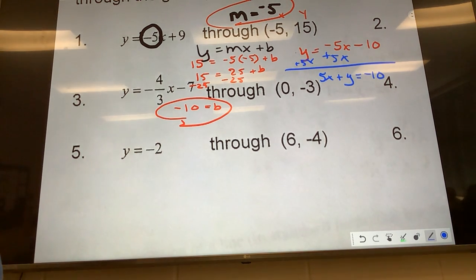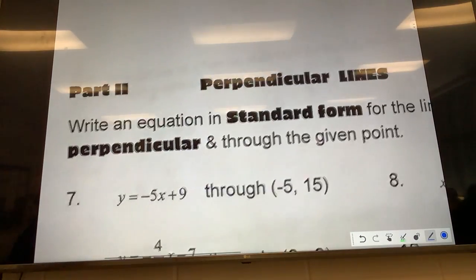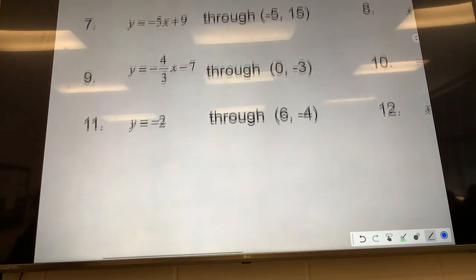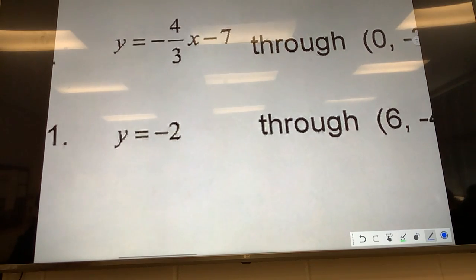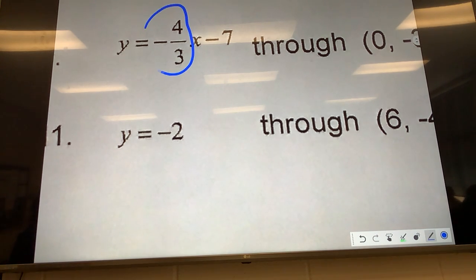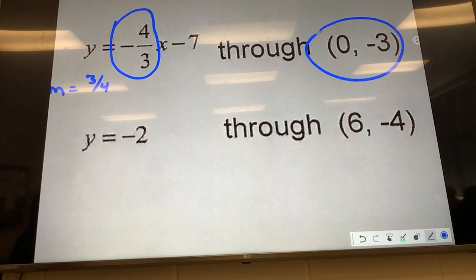All right. So that is how you would do a parallel. Let's now go and find a perp. Let's do number 9. Number 9 is going to be perpendicular. So if my slope is -4/3, what is my perpendicular slope? 3/4, positive. Positive 3/4. Perfect. So now we're going to use this slope and this point to find the equation of a line.